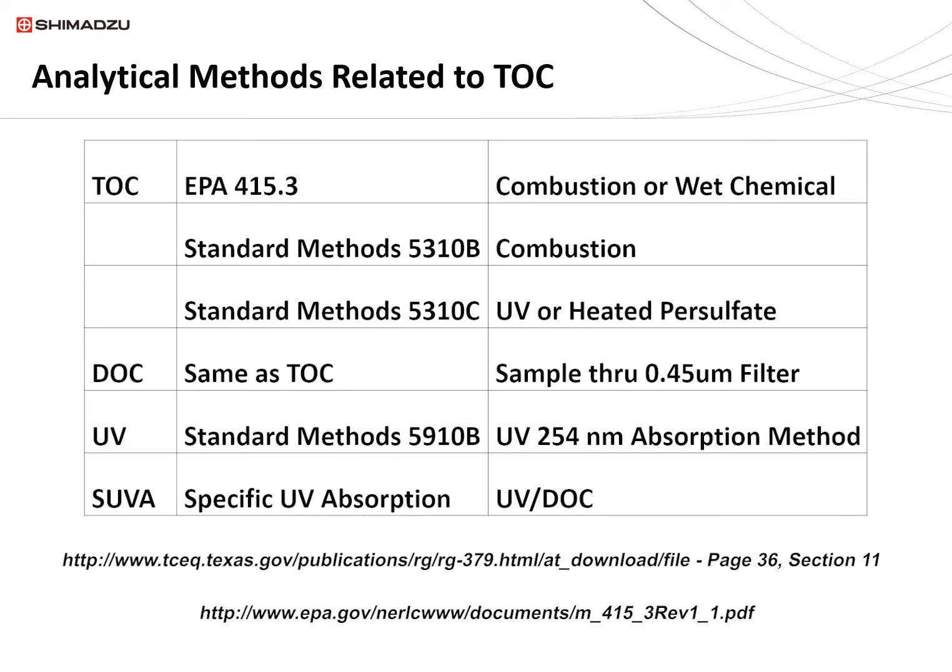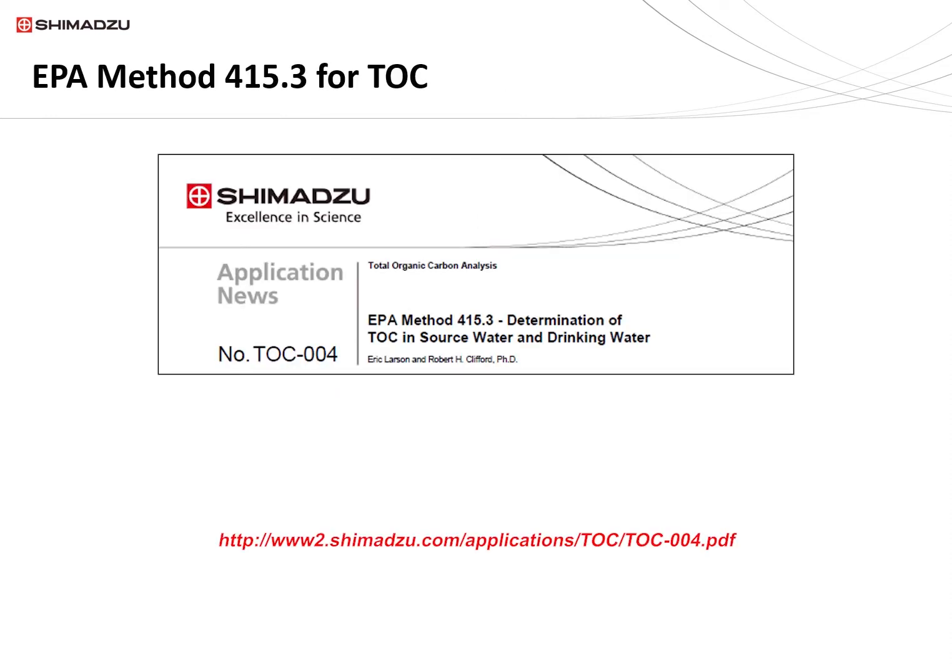The analytical methods for TOC utilize EPA 415.3 and standard methods 5310B for combustion and 5310C for UV or heated persulfate. DOC uses the same methods as TOC, but the samples are run through a 0.45 micron filter. For UV, the measurement is at 254 nanometer absorption, and for SUVA, or specific UV absorption, which is UV divided by DOC. An example of the application note on EPA 415.3 can be obtained from the link at the bottom of the slide. The title is EPA Method 415.3 Determination of TOC in Source Water and Drinking Water.